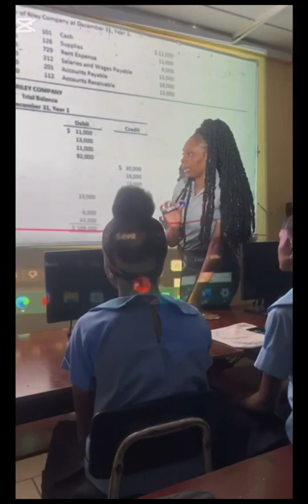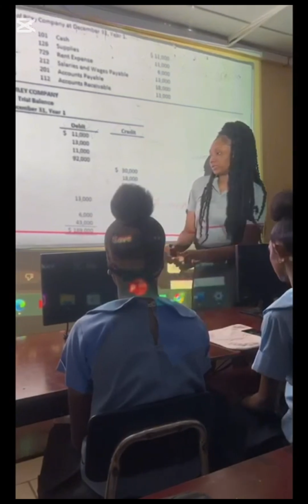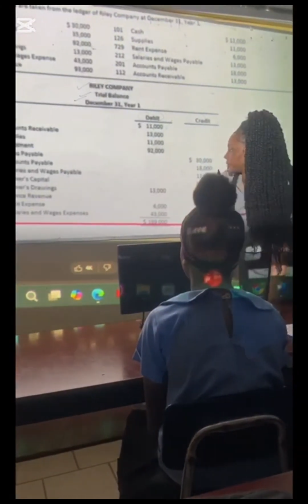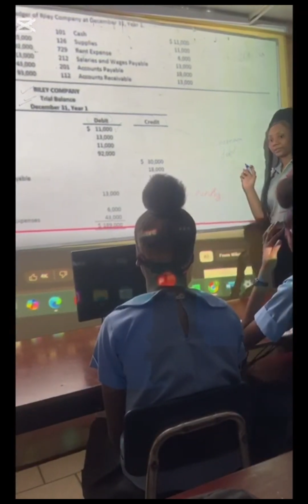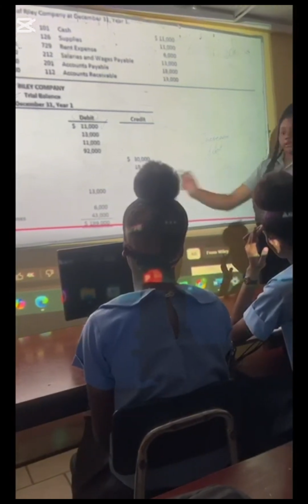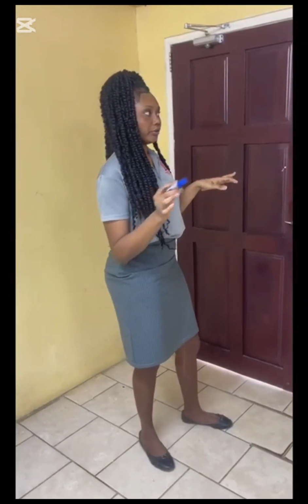Alright, let's look for our liability. We have rent expense, that's an expense. Okay, we have capital here. Capital is on the credit side. Do you think capital is increasing or decreasing? It's decreasing because it's on the credit side. Alright. Alright guys, so that's basically it on the preparation of a trial balance.